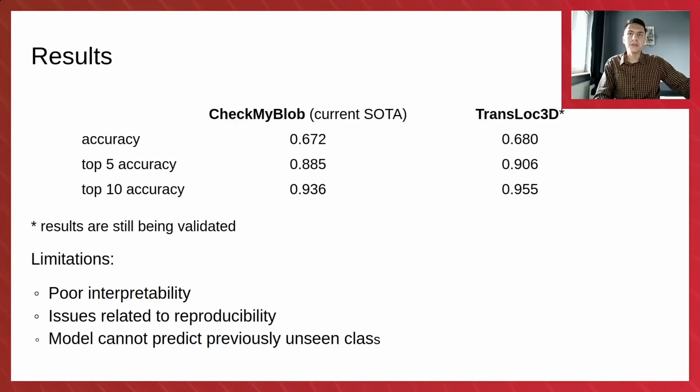Usually, models for ligand classification are evaluated not only in terms of top 1 accuracy, but also top 5 or even top 10 accuracy. In all these 3 metrics, Translog 3D proved to be able to outperform the current state-of-the-art model, namely CheckMyBlob. We have observed that the results vary greatly depending on the random seed used when sampling voxels. Therefore, the sampling approach still has to be improved to offer stable performance.